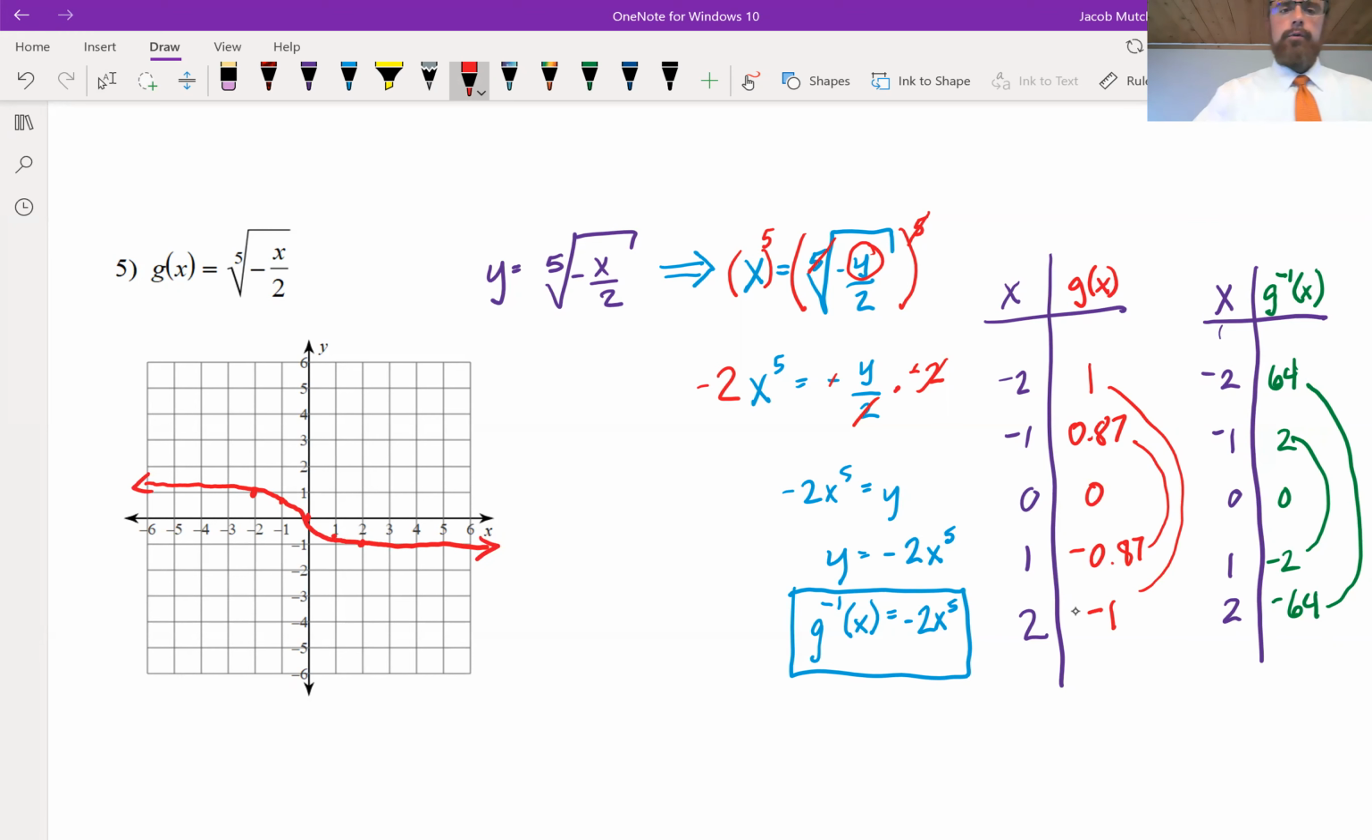There's our original graph. We'll label it as g of x. And then we'll graph our inverse here in the green. So again, (-2, 64) is off my graph, but I can graph (-1, 2), (0, 0), (1, -2), and then again (2, -64) is off the graph. Let's sketch this inverse graph. So we've got a rough sketch there. Let's label that as the inverse of g of x.